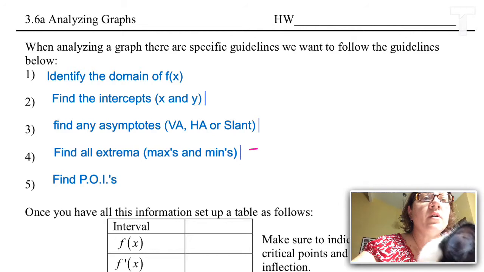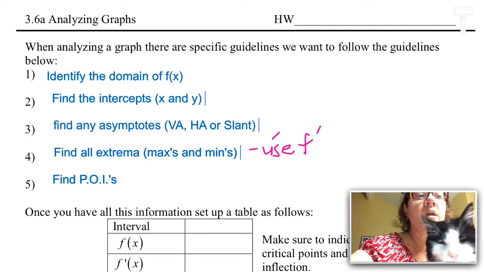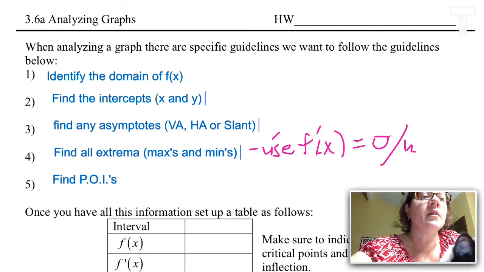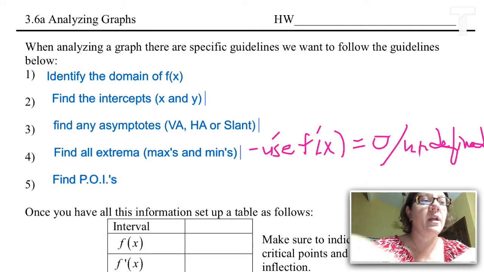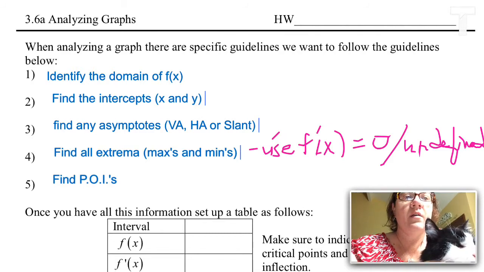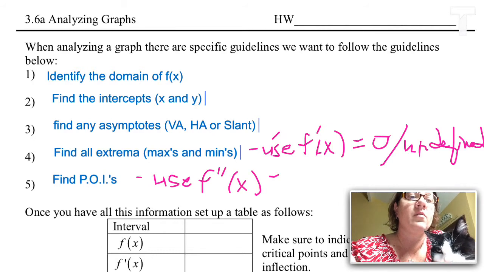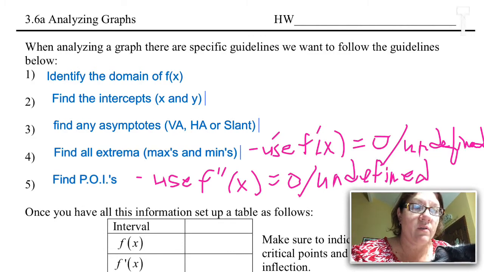Now remember, in order to do that, you're going to use the first derivative and set it equal to 0 or undefined. And then you'll find those values. And then last but not least, you want to find any points of inflection. And so to do that, you'll use the second derivative, and again, set it equal to 0 or undefined. And then do your test of concavity to figure out if they're actually points of inflection.